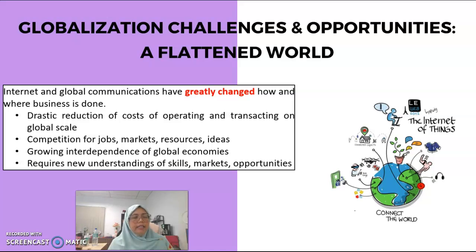The firms also can produce goods and services on a global scale and achieve extraordinary cost reductions by finding low-cost suppliers and managing production facilities in other countries.